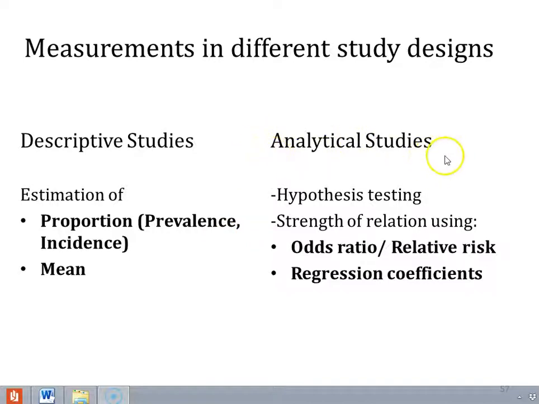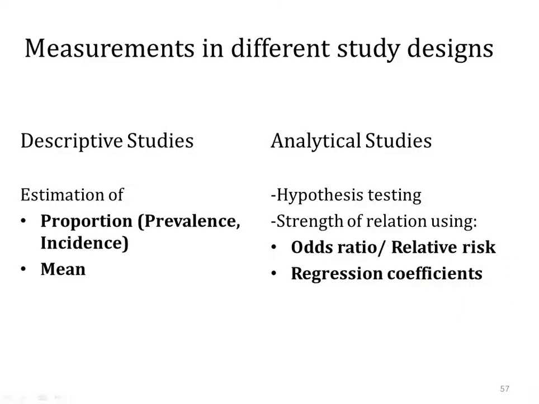Then in analytical studies, we are interested in hypothesis testing using some tests of significance. The second thing is the strength of relationship using odds ratio, relative risk, and correlation and regression that we will discuss in biostatistics.